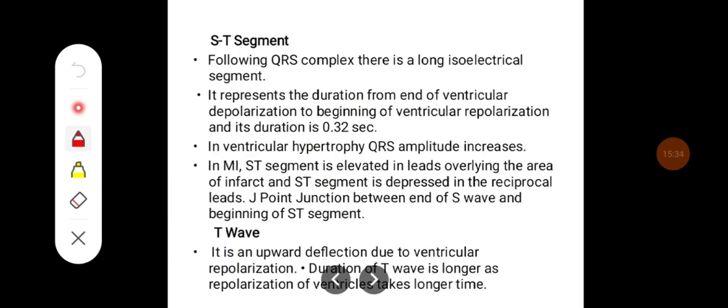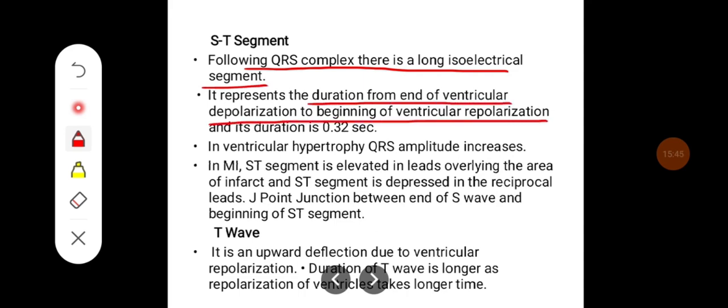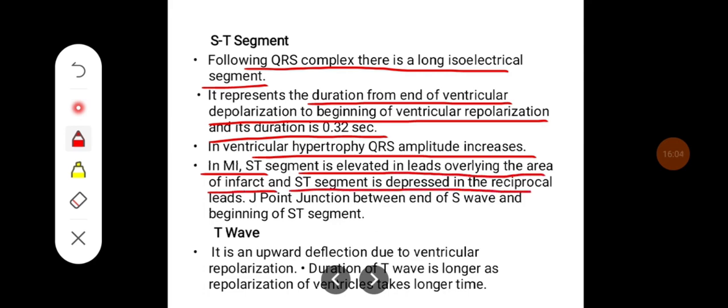ST segment. Following QRS complex, there is a long isoelectric segment. It represents the duration from end of ventricular depolarization to beginning of the ventricular repolarization, and its duration is 0.32 seconds. In ventricular hypertrophy, QRS amplitude increases. In myocardial infarction, ST segment is elevated in leads overlying the area of infarct, and ST segment is depressed in the reciprocal leads. J point is a junction between the end of S wave and the beginning of ST segment.